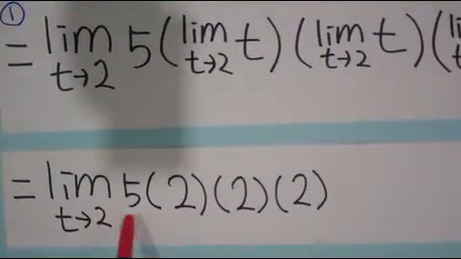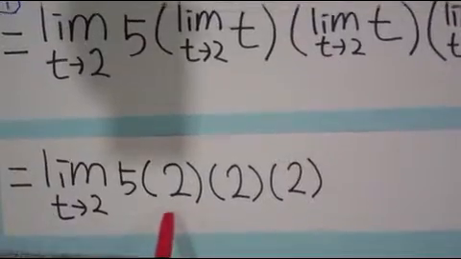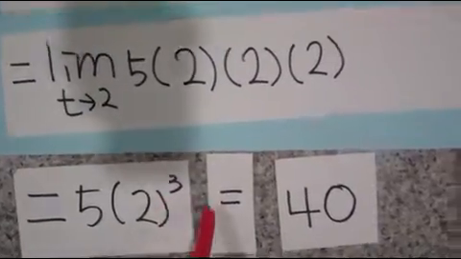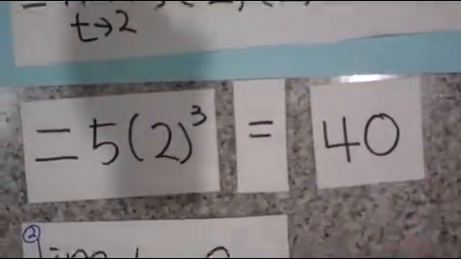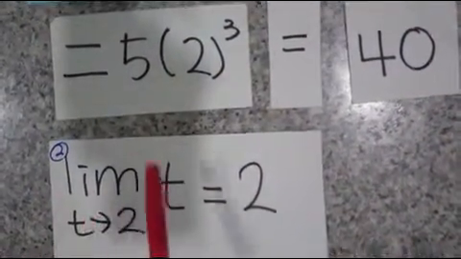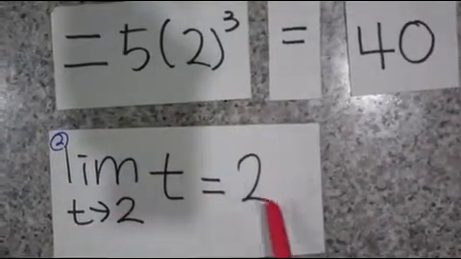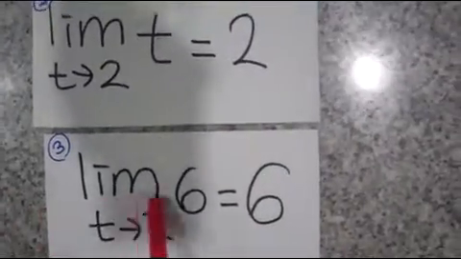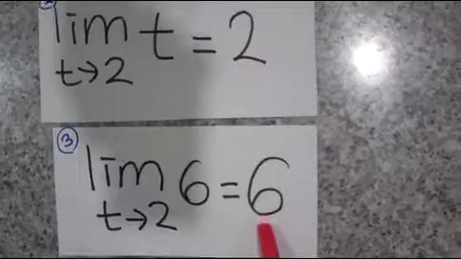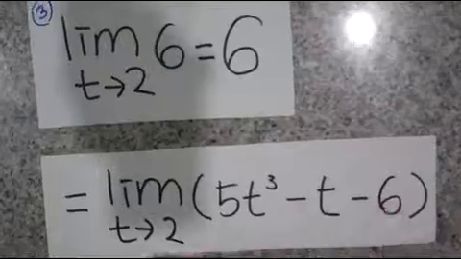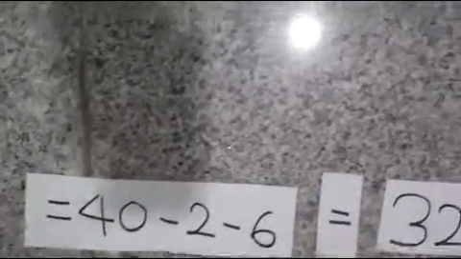The limit value of 5 as t approaches 2 times 2 times 2 times 2, which is 5 times 2 cubed, which equals 40. To solve the whole question, you have to solve the limit value of t as t approaches 2, which is 2, as we learned previously. Also, the value of limit 6 as t approaches 2 is 6. Finally, the limit value of 5t cubed minus t minus 6 as t approaches 2 equals 40 minus 2 minus 6, which is 32.